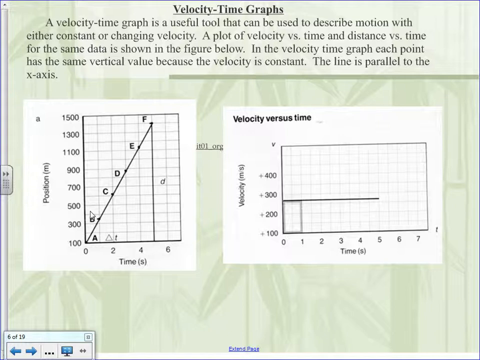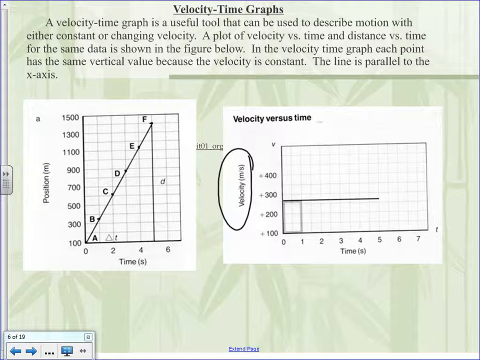Now, if I had that shape on a position versus time graph, the object would be stopped. But in this case, looking at what this graph is showing, it's showing no change in velocity, versus on the other kind of graph it was showing no change in position. So while the shapes are similar, they mean different things. Everyone kind of follow me on that?